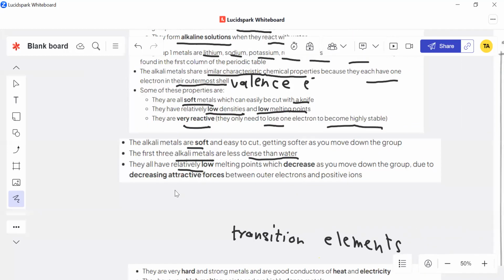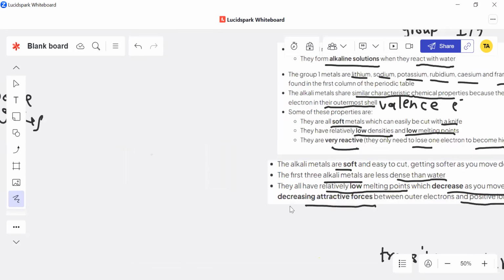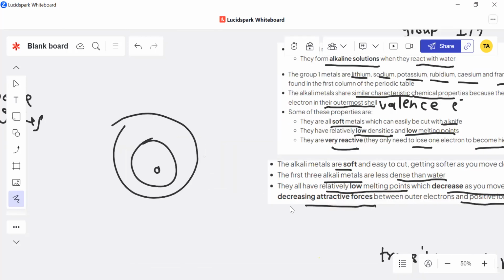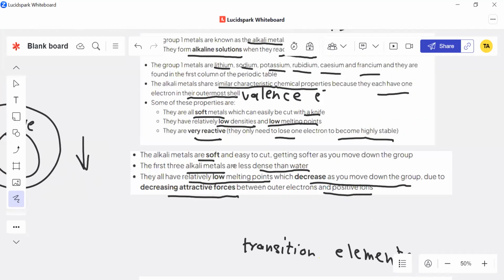They all have low melting points, which decreases as you move down the group due to the decreasing attractive forces between the outer electron and the positive ion. This is related to the atomic radius, because the atomic radius increases as you go down the group. Because of this, the attractive force between the proton and electron decreases, and therefore the melting point will decrease as you move down the group.